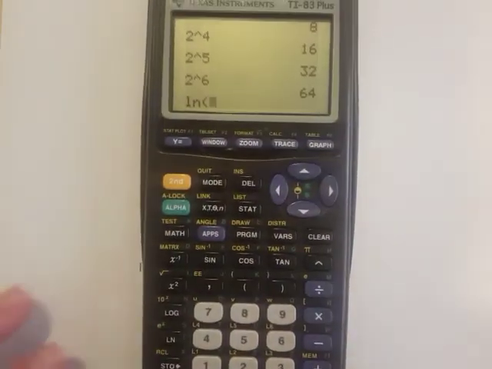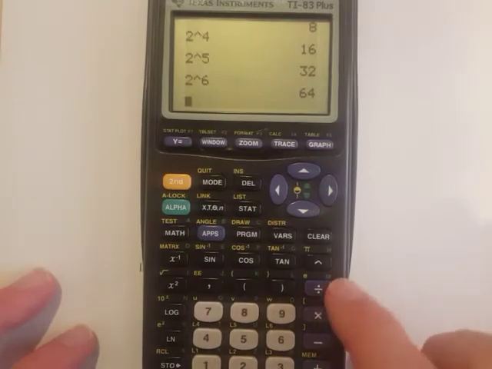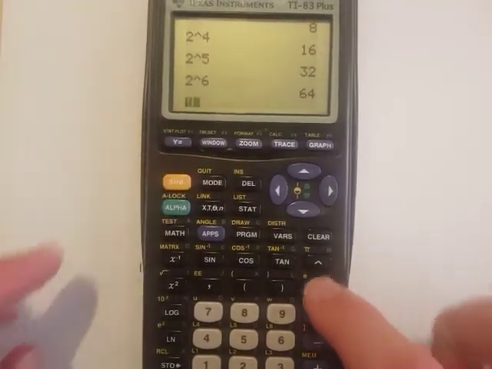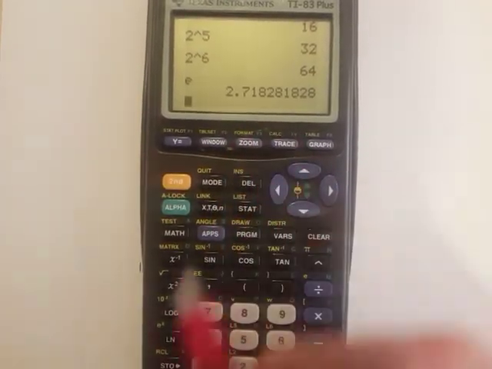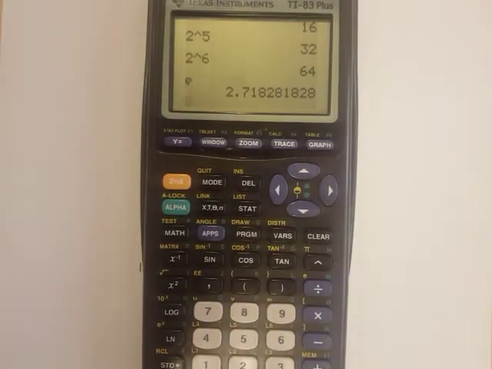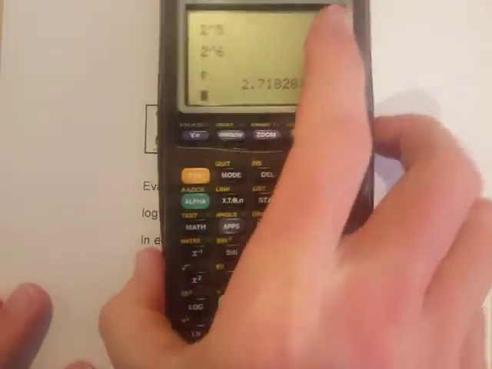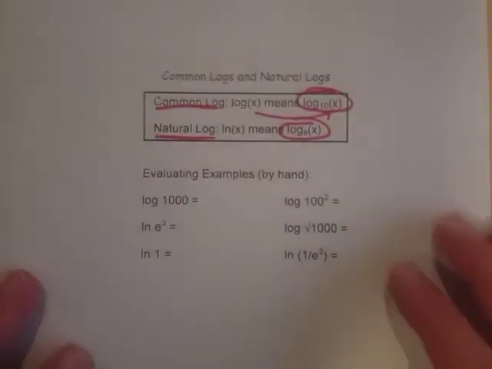Now, what is e? You might be curious just to know what that is. First of all, the calculator does have e on here. It's right above the division symbol, second divide. e is about 2.718, but the reason for it is not really super important right now.